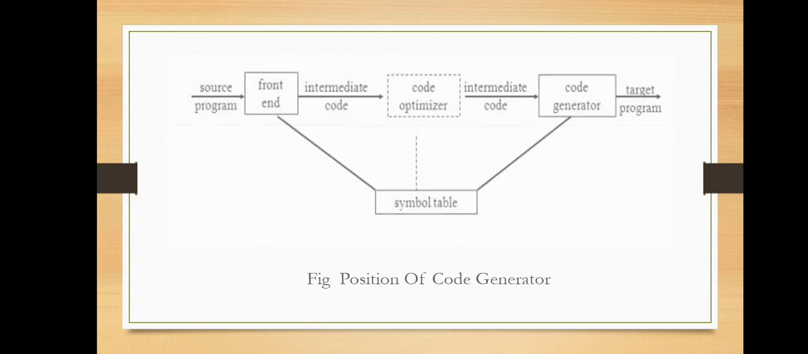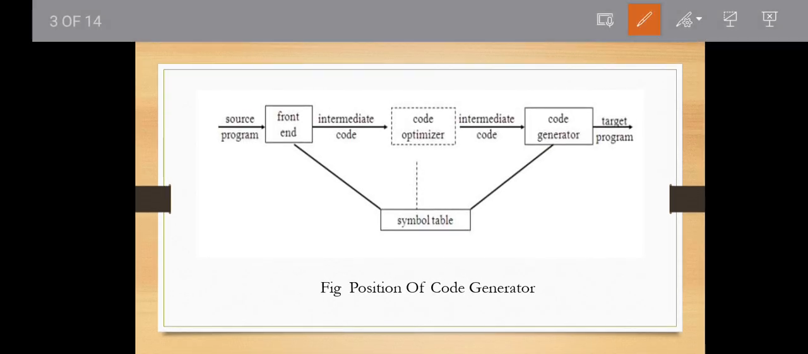So let's see the position of the code generator. Here is the position of the code generator, which takes as input intermediate code and generates the target program. The intermediate code is produced by the front end, which takes the source program as input and converts it into intermediate code. This output is given as input to the code generator and it produces a target program.